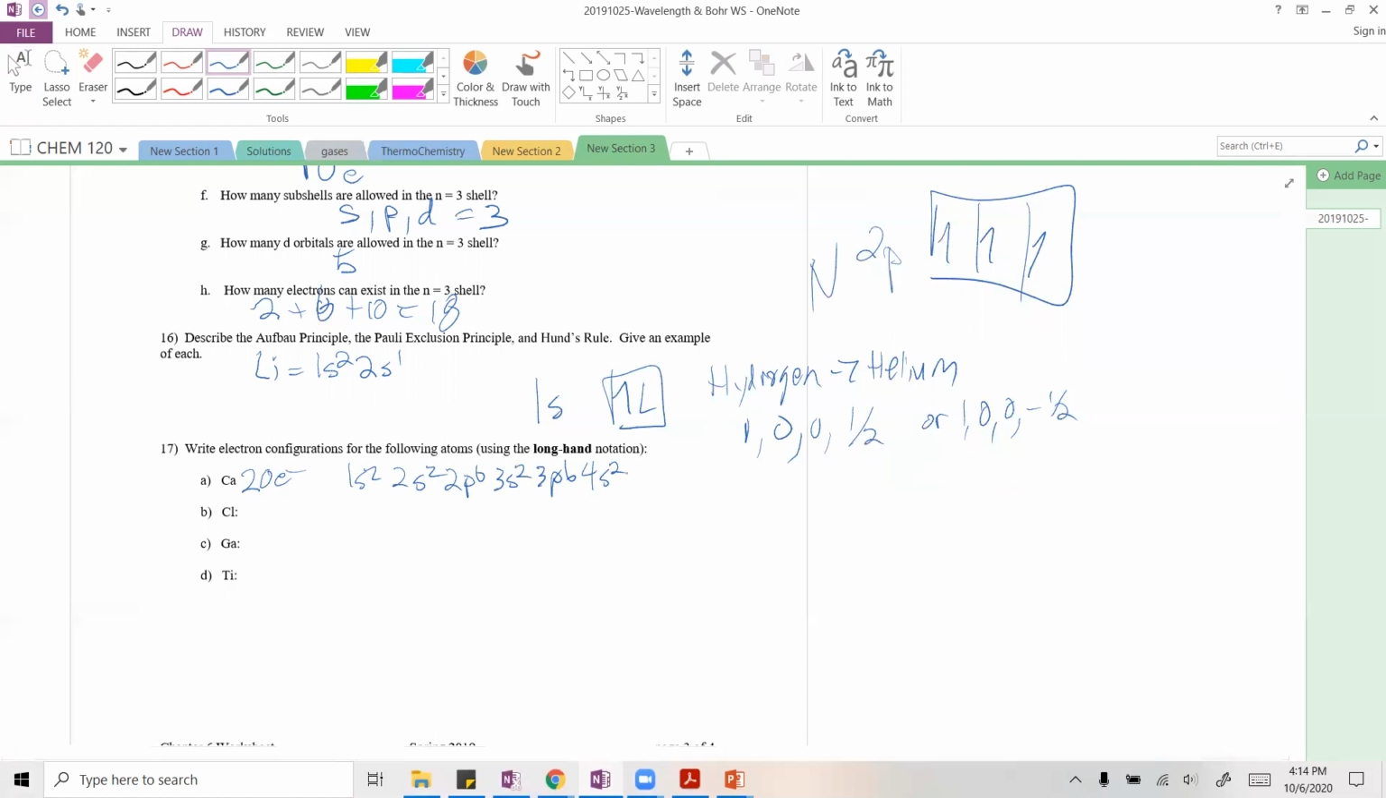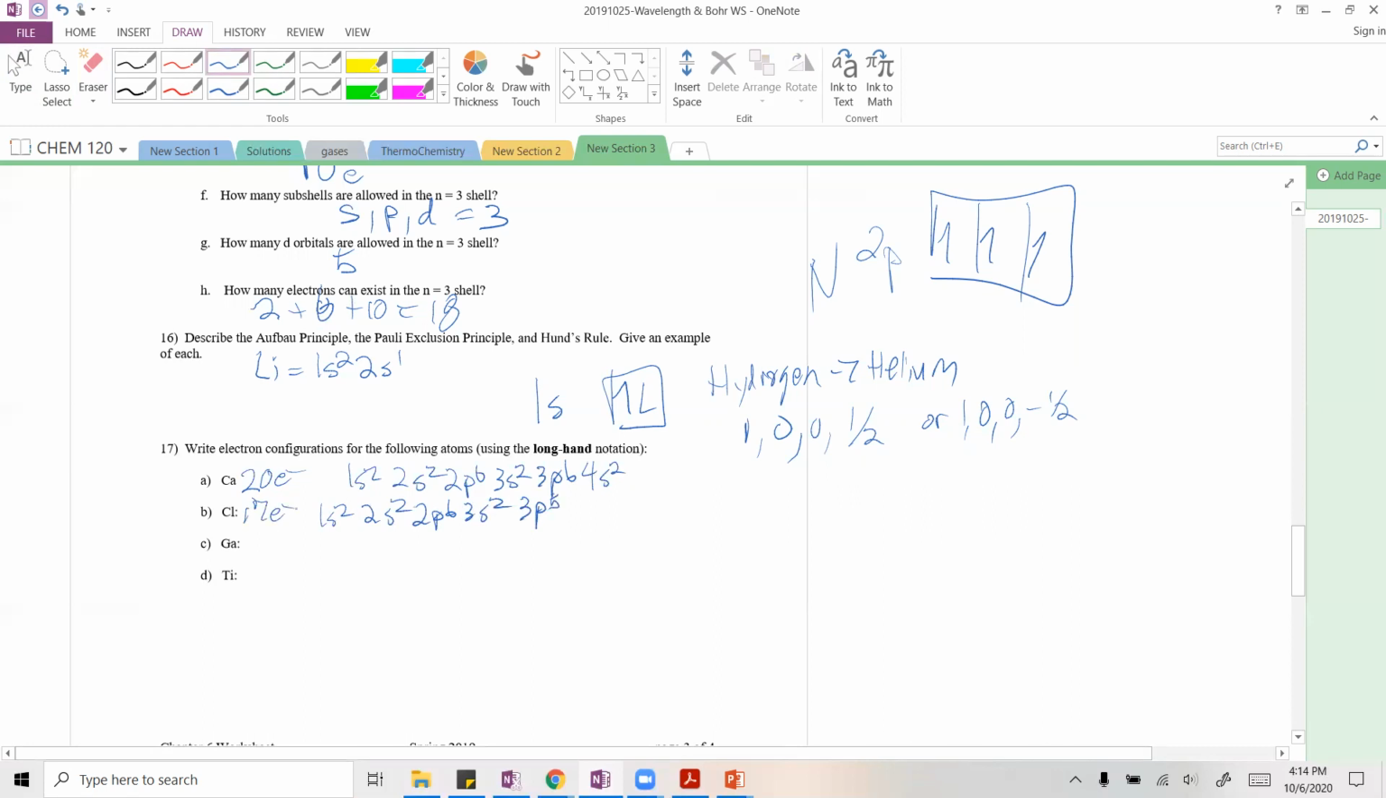Chlorine is going to be in that next row, and that's going to be 1s2, 2s2, 2p6, 3s2, 3p6. No, not 3p6, 3p, and then only 5 of them in there for this 17 electrons.